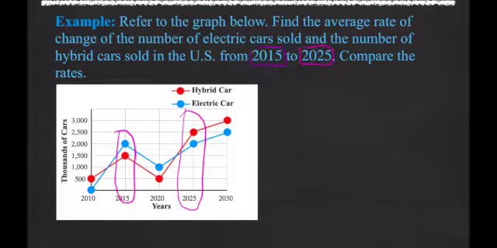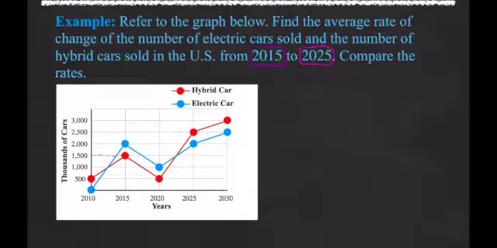Because you notice there is a little bit of upswing, and then we go down, then we are at an uphill in revenue. We are selling more cars that way. Okay? So let's first look at the hybrid. We're going to use red for this. 2015 hybrid, we had the 1,500. For 2025, we had 2,500.